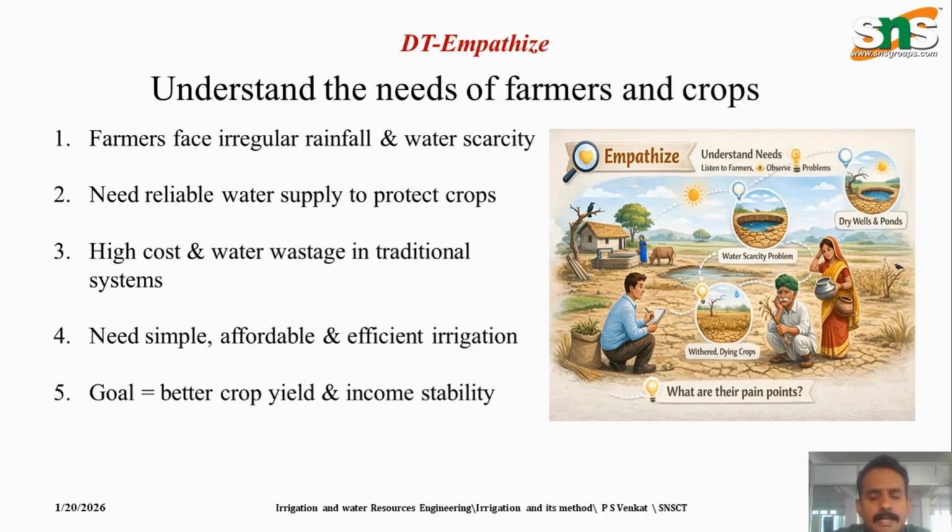The first stage of design thinking is empathize. In this stage, engineers understand the farmer's situation. The farmer faces the following difficulties: irregular rainfall, water scarcity, high labor cost, and water wastage in traditional methods. What farmers want exactly is a reliable water supply system, less labor, better yield and lower cost. So irrigation methods must address these needs. So we have to adopt the design thinking approach based on the pain point study.